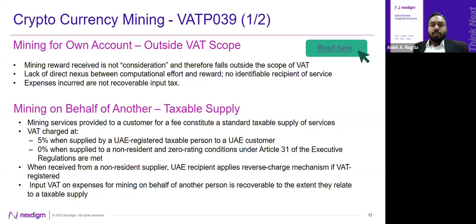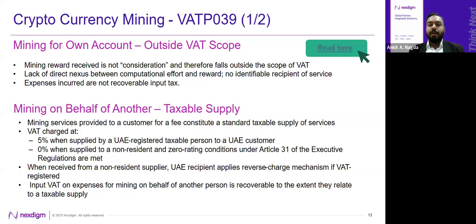Everyone would have knowledge of what cryptocurrency mining is, but there are some specific provisions explained in this public clarification: if you do it for your own self, then that mining is not taxable. But if you're doing it for someone else, assuming for the sake of discussion that Sanjay has his own cryptocurrency mining setup where he's doing it for himself and for customers in UAE and outside UAE, then the work that he's doing for himself would not be considered a taxable supply and would be out of scope, so there are no VAT implications.